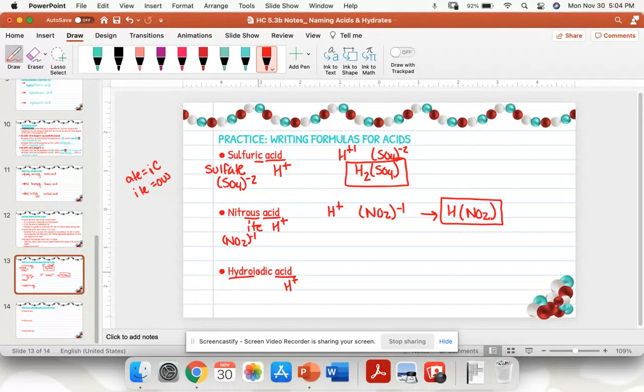Iodic means that it's iodine. So iodic is iodine, so it's I. And iodine has a -1 charge. So then we can rewrite this over here. So we have H plus, and then we have I minus. We'll cross those charges, they're just 1's. And it is HI. And that is going for naming acids, going from the name to the formula.